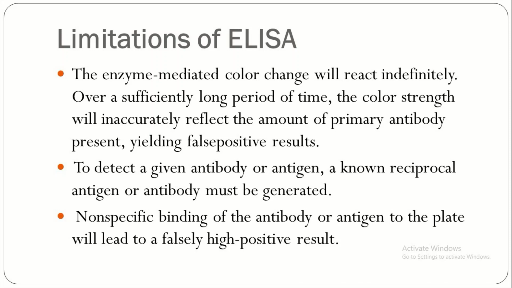To detect the given antibody or antigen, a known reciprocal antigen or antibody must be generated. This is also one of the crucial limitations of ELISA. Non-specific binding of antibody or antigen to the plate will lead to false high positive results. You cannot identify a non-specific binding of this antigen-antibody. To overcome this, people increase the washing steps so that you remove the excess antibody or antigen, and avoid this limitation.